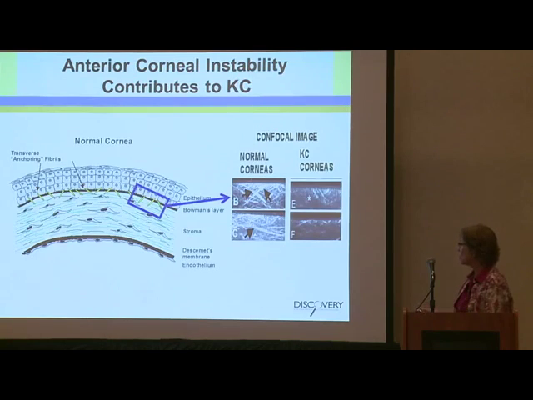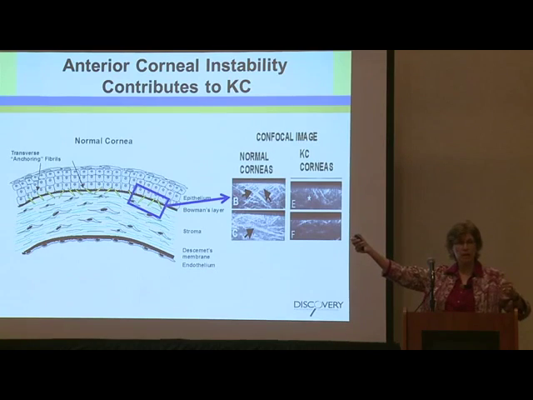And this is what a normal cornea looks like. Here's, again, your epithelium, your Bowman's layer, your stroma, Descemet's membrane, and endothelium. And what they found are what they called anchoring fibrils. They go from the anterior part of the cornea to the epithelium, and here you can see them in the normal cornea. They're literally anchoring the epithelium and the Bowman's and the anterior stroma. So it's really providing stability.